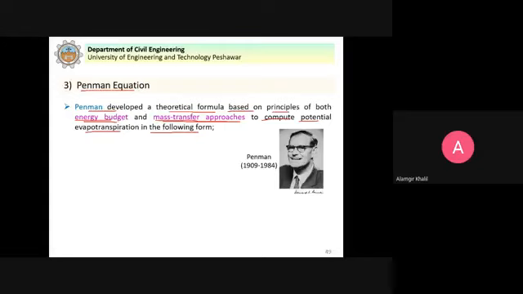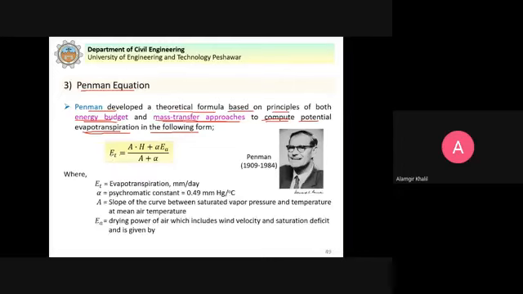Clear? So he combined these two techniques to compute potential evapotranspiration in this form. This is the Penman equation. In this equation, ET, evapotranspiration, is equal to A into H plus alpha into E sub A divided by A plus alpha. So ET is the evapotranspiration in millimeter per day.